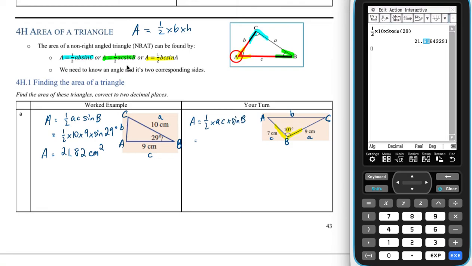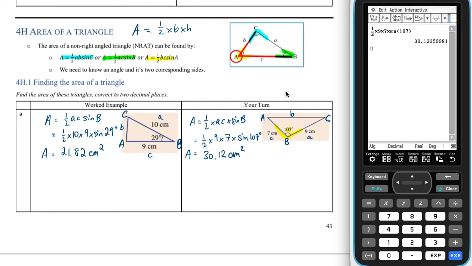Sub in our values. Half times a, which is going to be 9, times c, which is 7, times sine B, which is 107 degrees. Evaluate. Now I'm just going to reuse this equation from before. 9, 7, 107, and we get 30.12. Now, what's our units? It's centimetres again, squared. There's our answer.